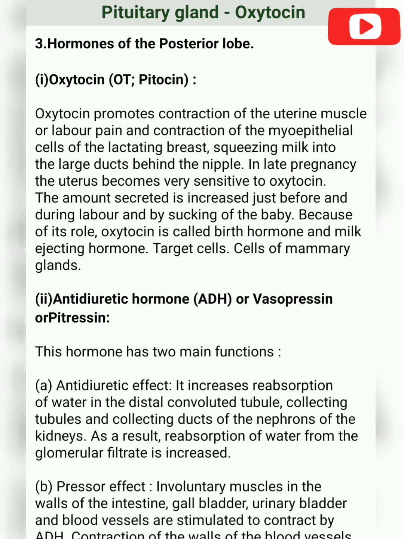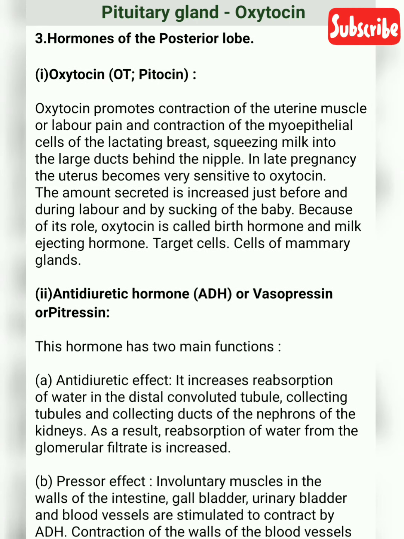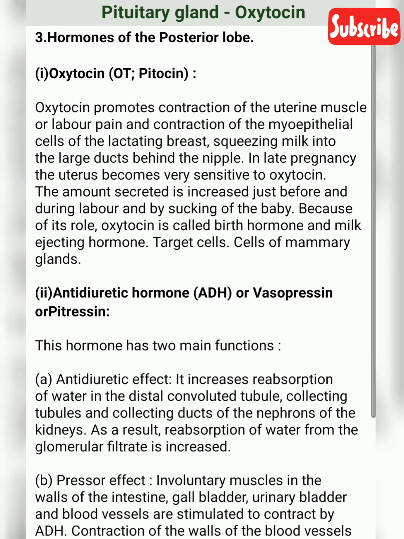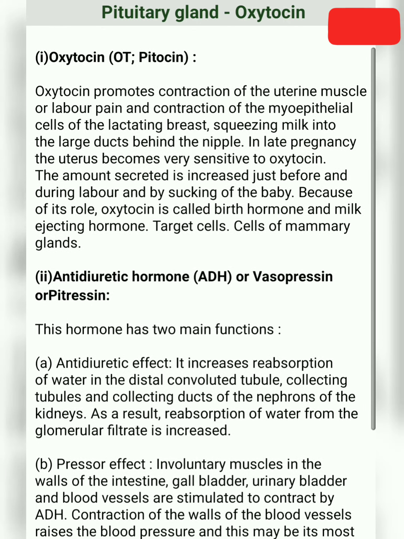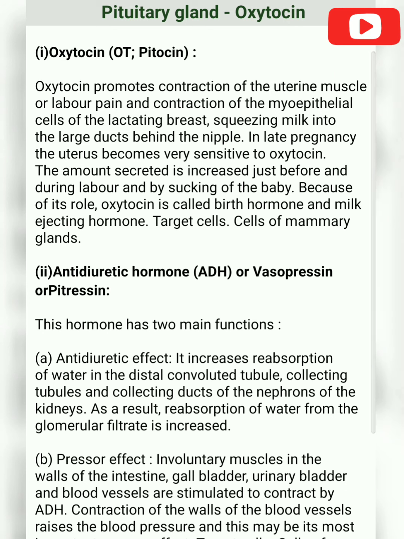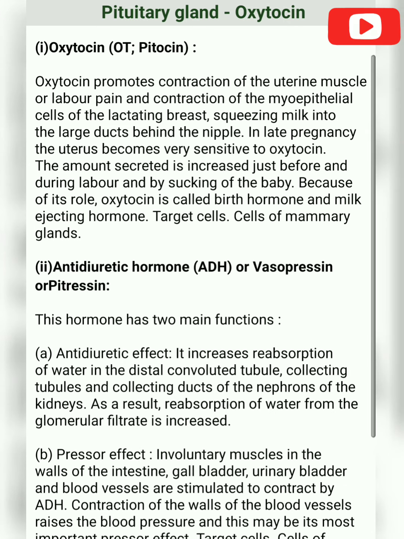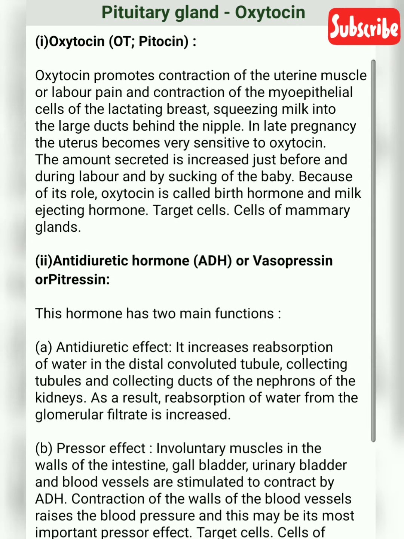3. Hormones of the posterior lobe. Oxytocin, OT, pitocin. Oxytocin promotes contraction of the uterine muscle, or labor pain, and contraction of the myoepithelial cells of the lactating breast, squeezing milk into the large ducts behind the nipple. In late pregnancy, the uterus becomes very sensitive to oxytocin. The amount secreted is increased just before and during labor and by sucking of the baby. Because of its role, oxytocin is called the birth hormone and milk ejecting hormone.